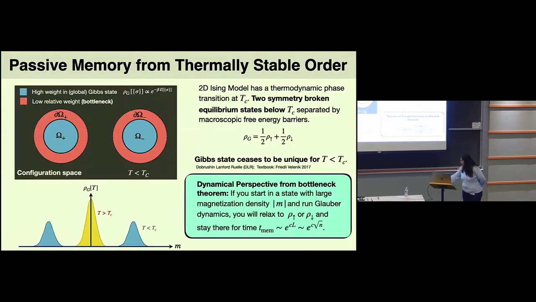Not necessarily. If you just look at the Gibbs state here, it has weight that is peaked on these two positive and negative magnetization components, which just look like nice Gaussians, and then you have this no man's land in the middle with very little weight.